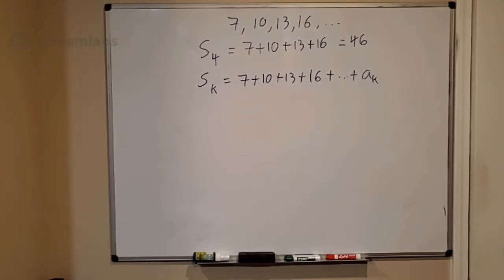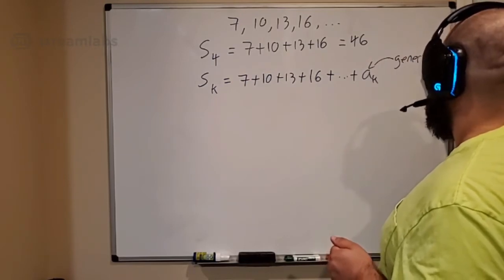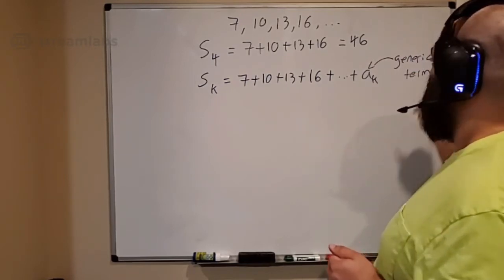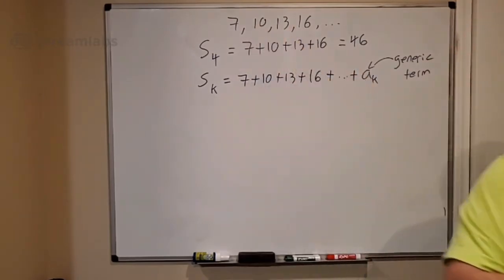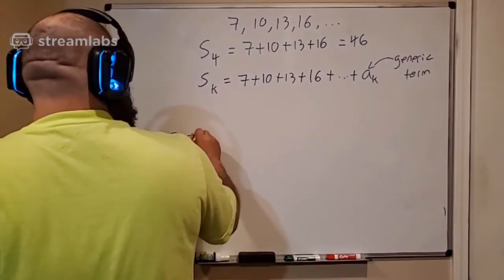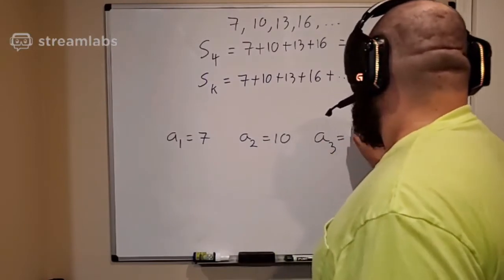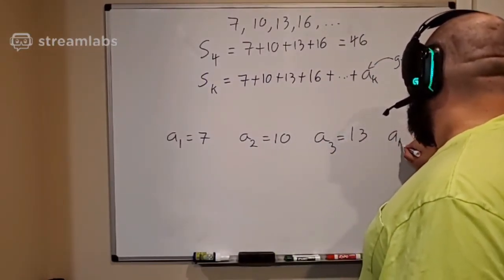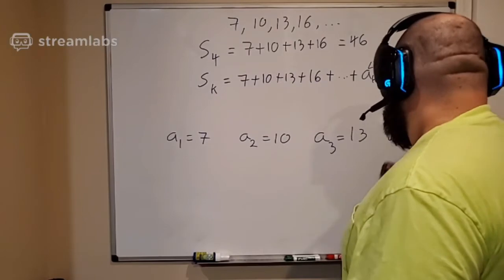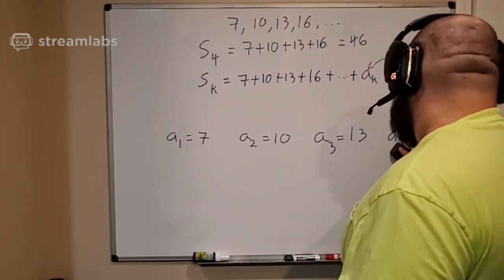So how do I figure out what my generic term is? This is going to go back to what we did yesterday. The pattern. If we do it the same way we did yesterday, we get a sub 1 is equal to 7, a sub 2 is equal to 10, a sub 3 is equal to 13, and then we need to figure out what a sub k is. You can call it a sub n if you want to, it doesn't really matter. So I need to figure out what the pattern is from 7 to 10 to 13.